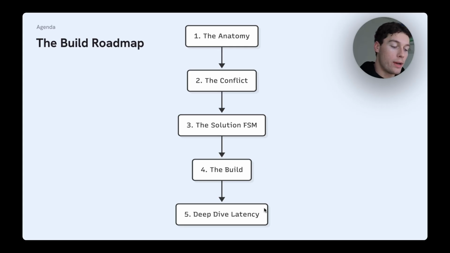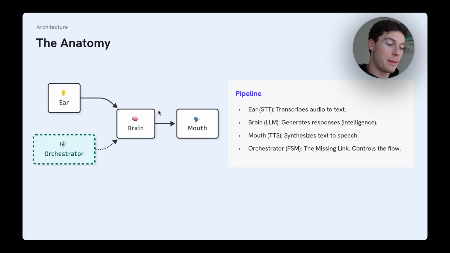And then lastly, we'll do a deep dive into latency. This is usually like the boss fight of voice AI, which includes handling interrupts and keeping the bot fast enough to feel human. So let's start with the basic anatomy. If you go on GitHub or YouTube right now and look up AI voice agent, you're going to see this linear pipeline everywhere. So first, you have the ear.